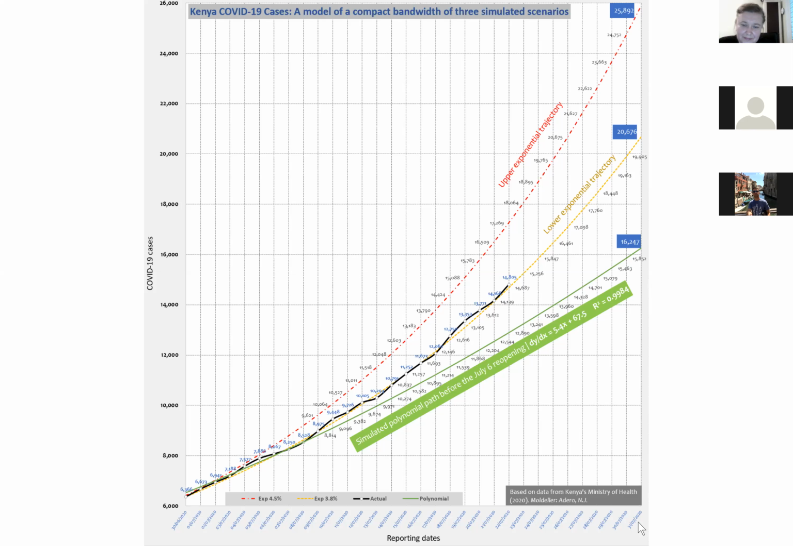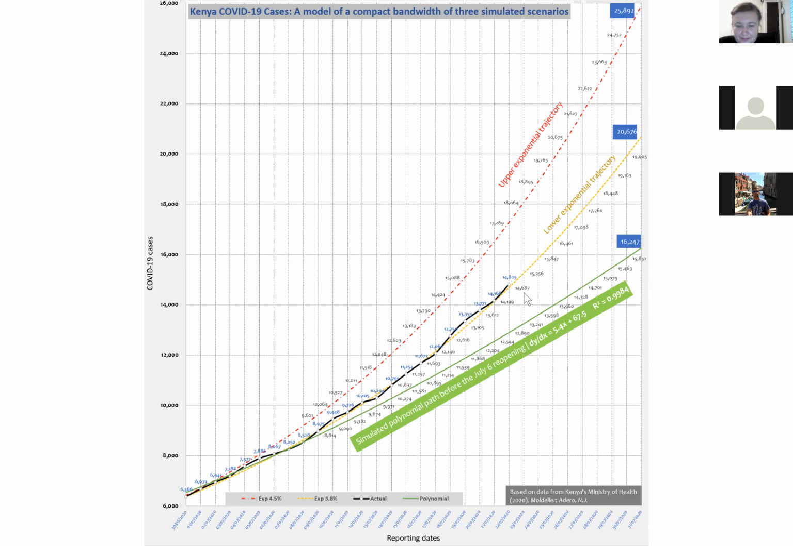So by the end of the month, that is July 31st, we are expecting over 20,000 cases if we go by this trend, the yellow line. But if there is a carefree attitude, we can go to the red line of over 25,000 cases.